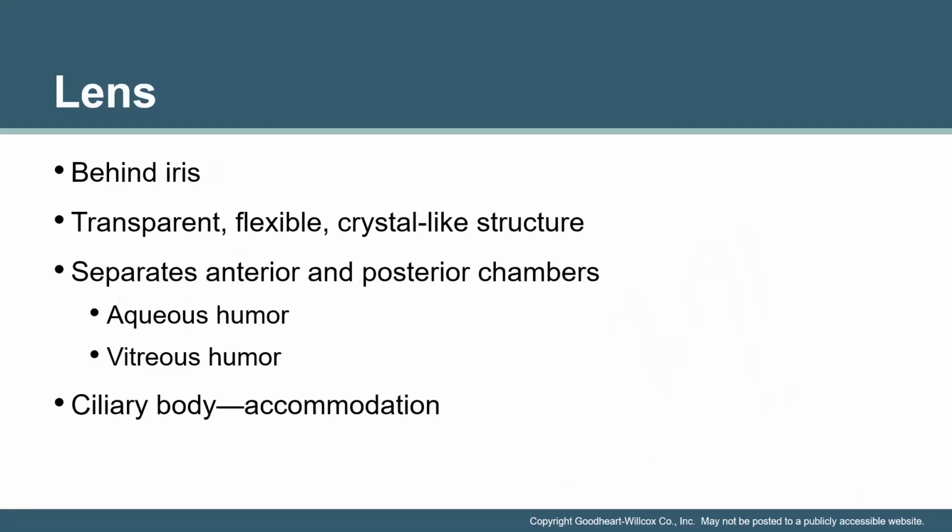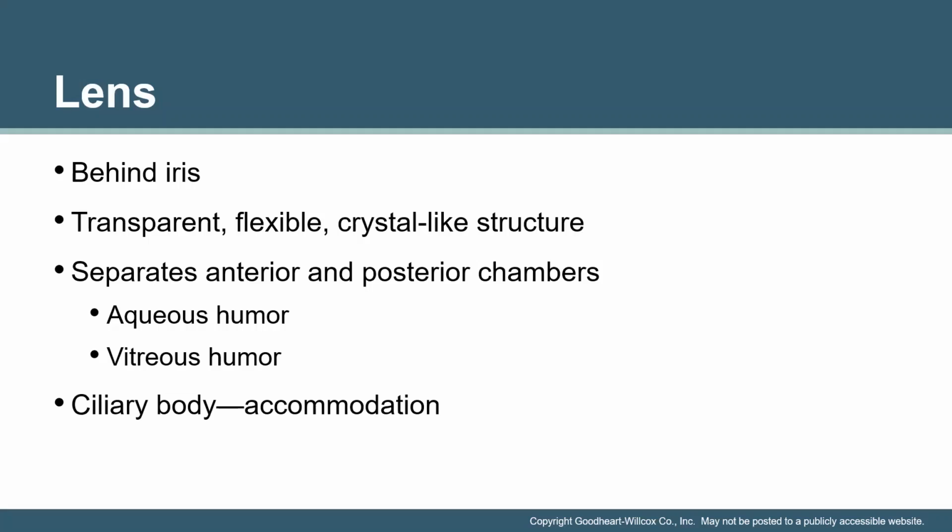Now the lens, again, behind the iris, it is transparent, or supposed to be. It's flexible and it has a crystal-like structure, which is interesting if you think of how a crystal handles light. Held up by those suspensory ligaments that I mentioned, which are then attached to the ciliary body. The ciliary body will merge with that choroid layer of the eye. Remember, from the outermost layer to the innermost, it goes sclera, choroid, retina.